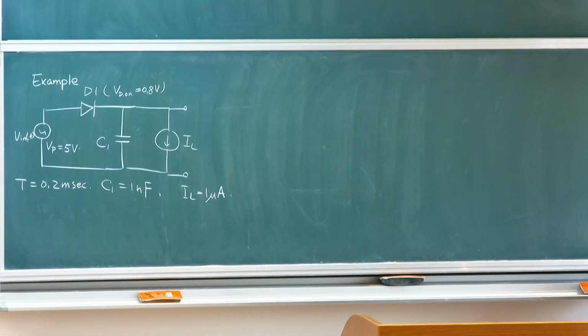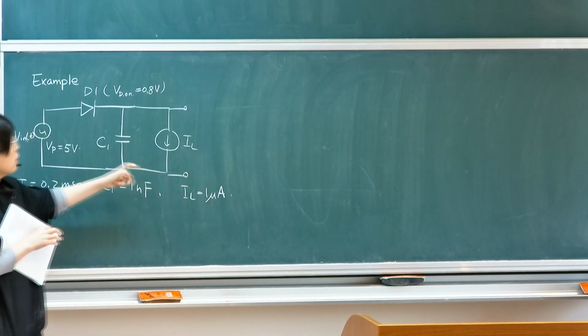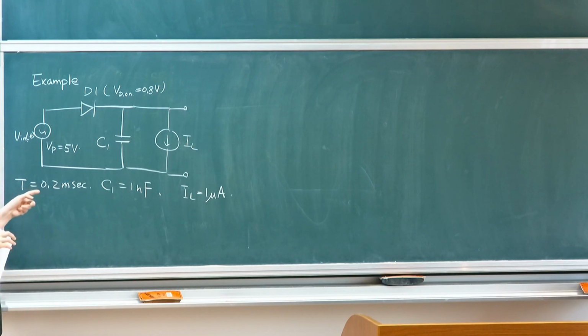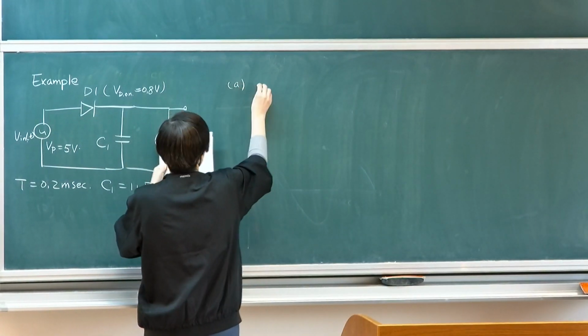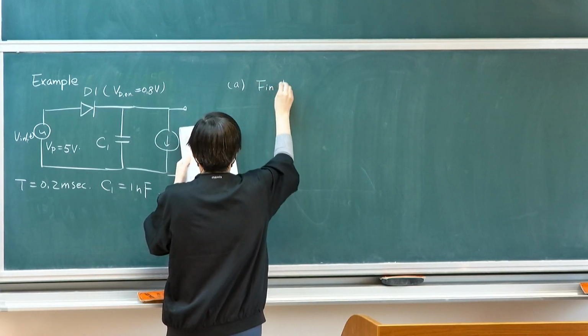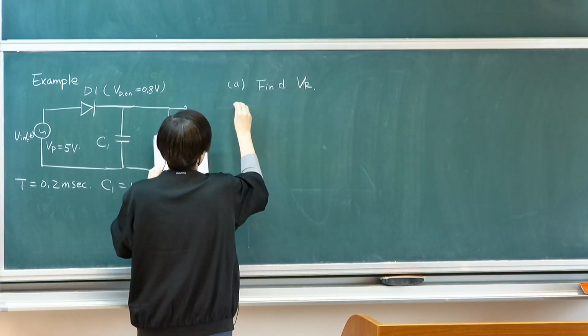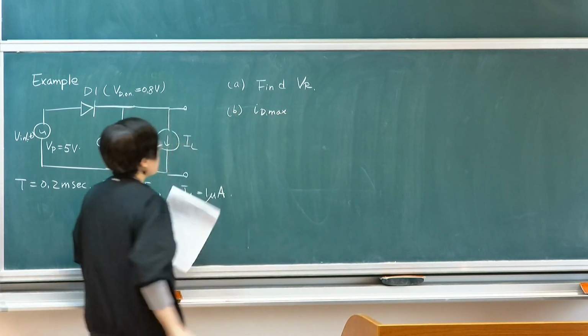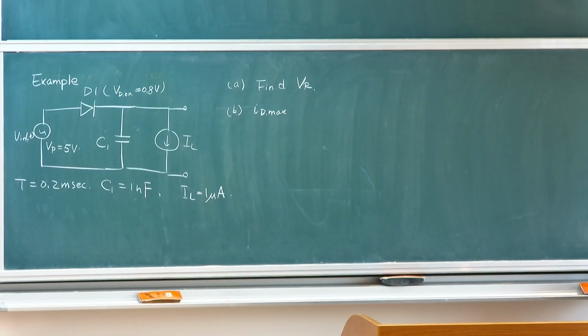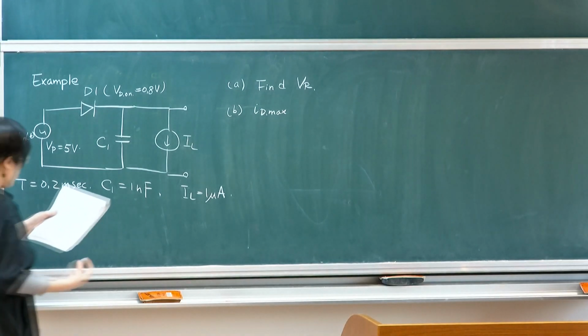If I give you an example, it looks something like this. The specific usage defines how many people are using this tank, the size of the tank, and how frequently the supply comes in. You should be able to find, first of all, VR. And second, ID max. This is also important: how much maximum current do you expect the supply can supply.